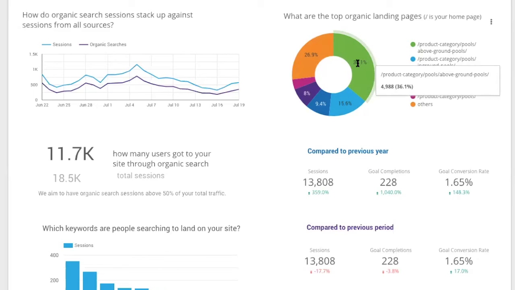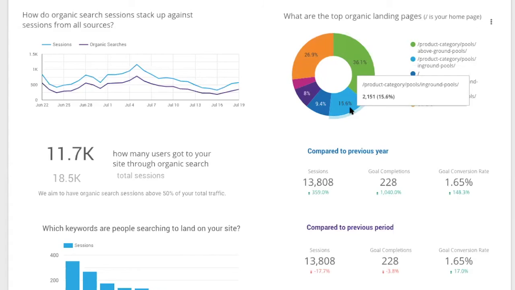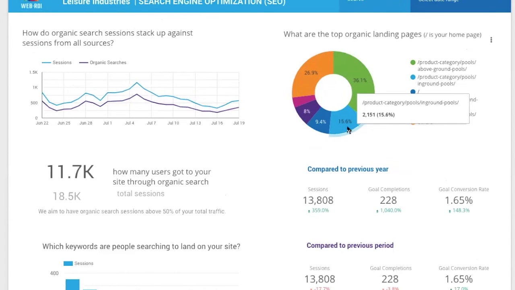Their above ground pools category happens to be their biggest landing page for search engine optimization traffic, which is almost 5,000 visits during this time period, and 36% of their traffic are coming directly to that page because they're looking for an above ground pool. This one here is the in-ground pool page, and it's receiving about 15.5% of their traffic. So again, when you have really good content on your website, you're going to bring traffic to your interior pages.